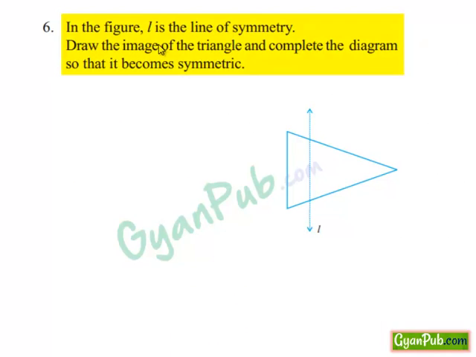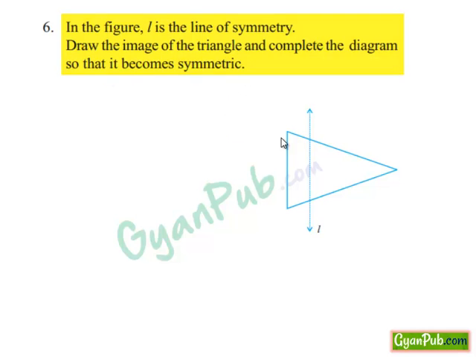In the figure, L is the line of symmetry. Draw the image of the triangle and complete the diagram so that it becomes symmetric. Here in the given figure, a triangle is given and it is divided by a line L, and they are saying that L is the line of symmetry, but if we see in the figure, it is not symmetric. Hence they are asking that we draw the image of the triangle and complete the diagram so that it becomes symmetric.